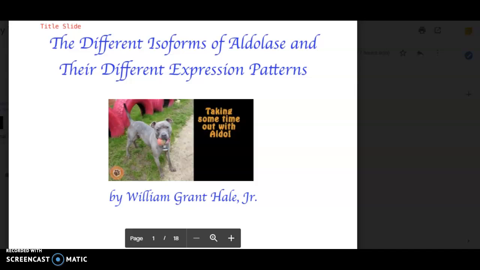Hello, class. My name is William Grant Hale, Jr. This discussion today is about the different isoforms of aldolase and their different expression patterns. This is in part for the fulfillment of the Biochemistry 530 class from Grand Canyon University.